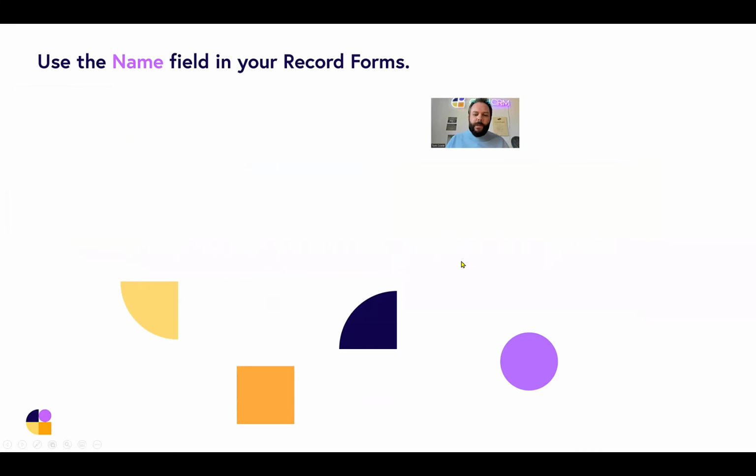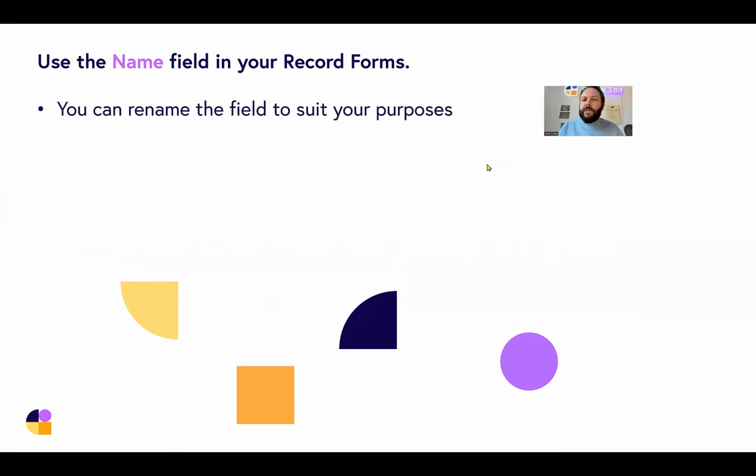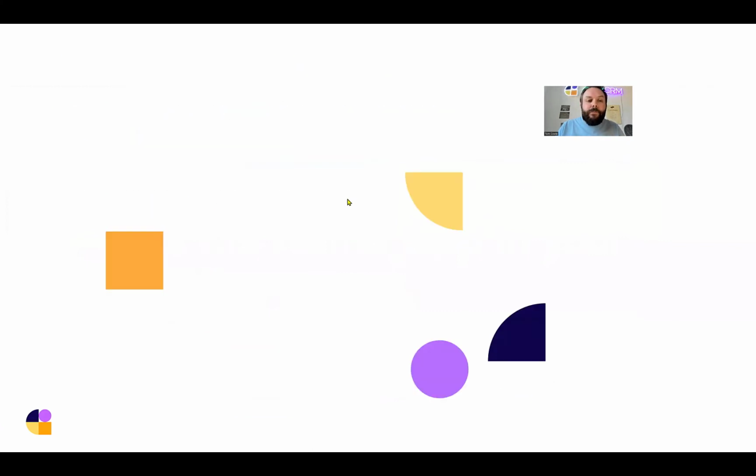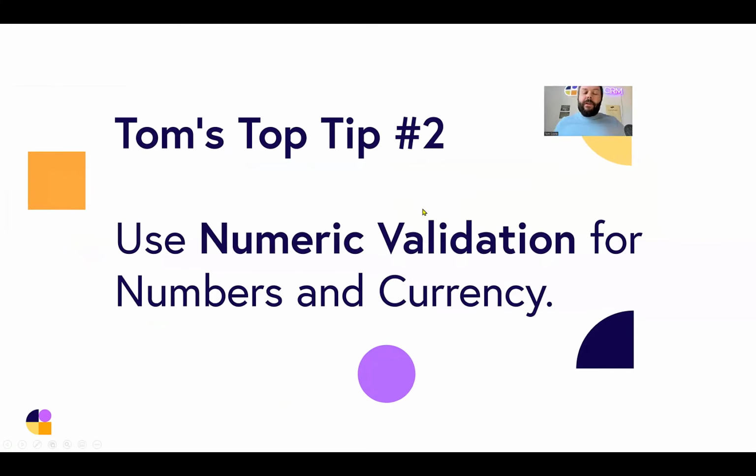So what have we learned? We can rename that name field to suit the purposes. So we call that summary in our form. It's often useful for a summary or something that is going to be descriptive so that when we're looking at a person's profile or an organization's profile that's connected to one of these records, we can understand what that context is. The contents of this field are displayed on those profiles when we see them. Okay, so that is the name field with our record forms.